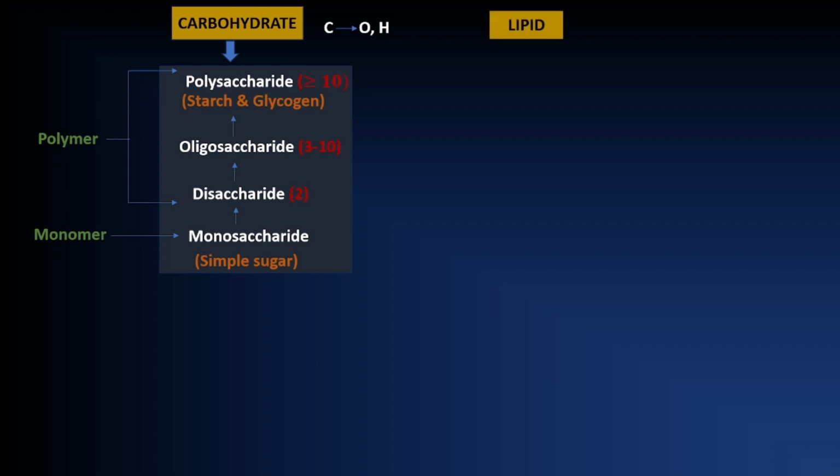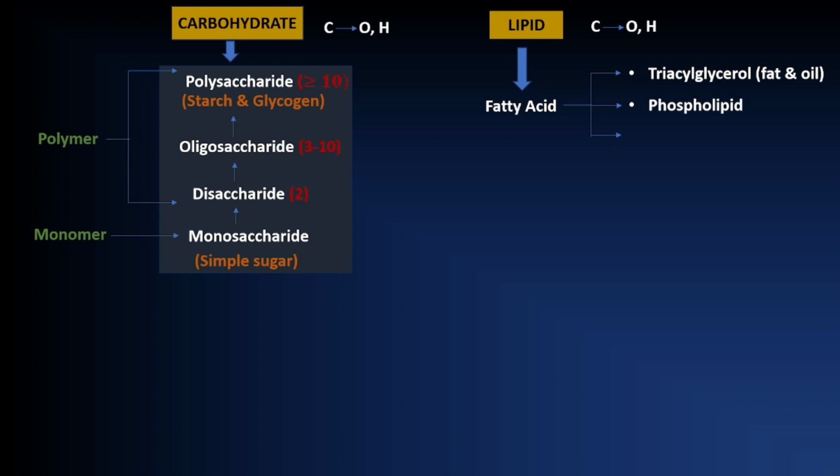Another biomacromolecule is lipid. Lipid is also comprised of hydrogen, carbon and oxygen element. Lipid has no such monomer or polymer. The simplest form of lipid is fatty acids. There are different lipids which are formed from fatty acids, such as triglycerol, which are basically fats and oils. So triglycerol is a lipid which is formed from fatty acid. There are also other lipids which are also formed from fatty acid, such as phospholipids and waxes.